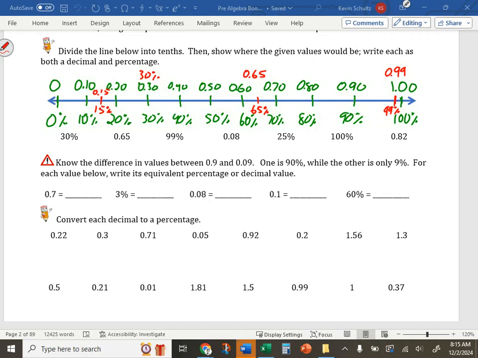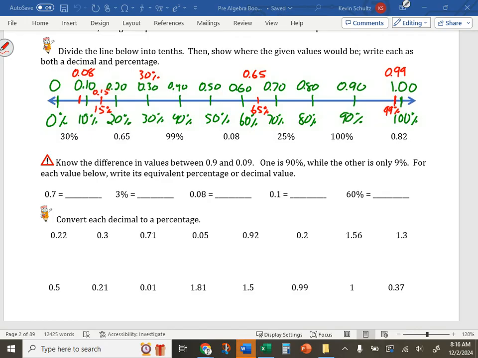0.08. So now we're kind of looking at the decimal row. 0.08. Where would that go, Dominic? Behind the 10. Right here, perhaps? Good. 0.08, and what percentage would that be?